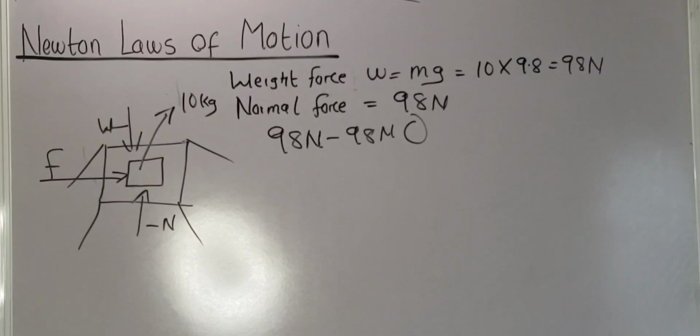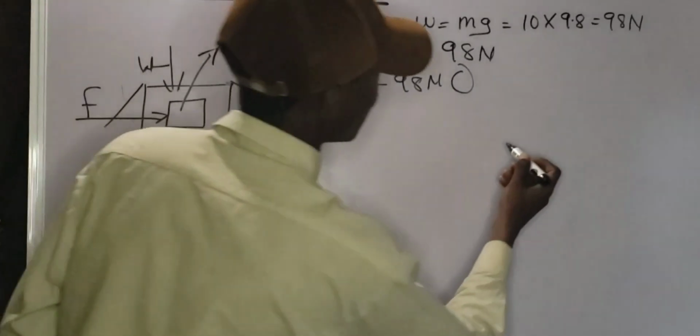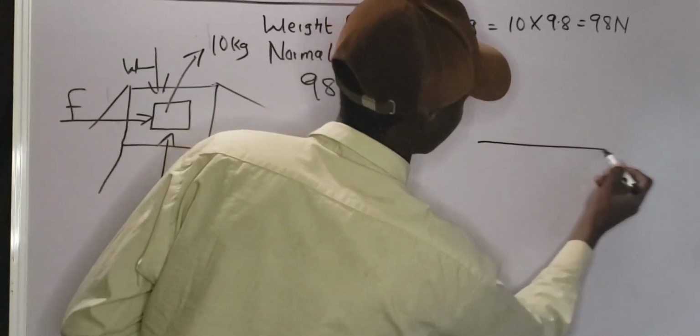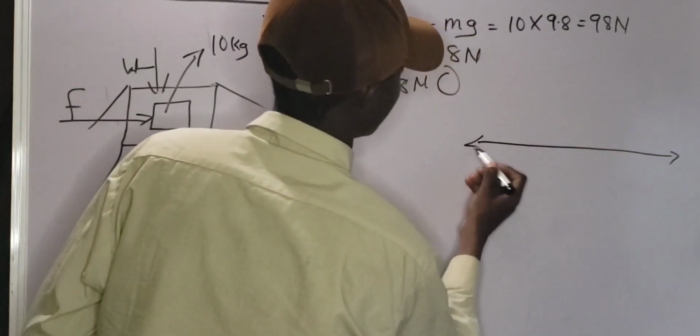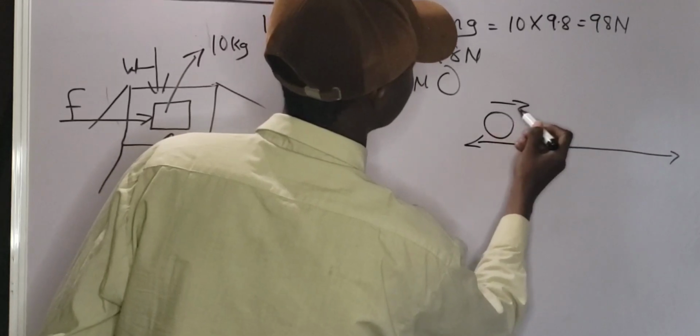Okay, let's proceed to the second part. An object in motion will continue in motion unless acted upon by a force. Let's say I have a surface. Then I roll a ball in this direction.